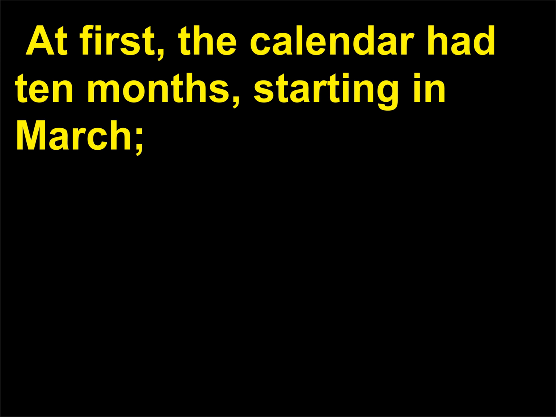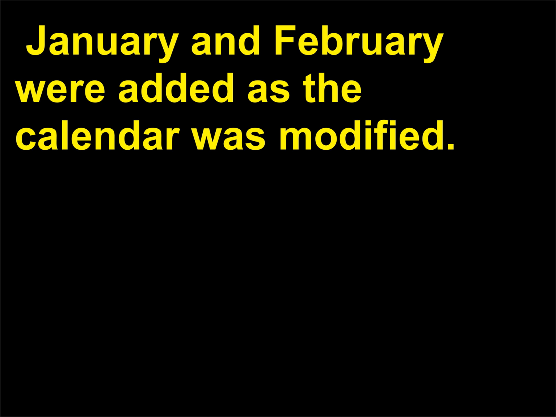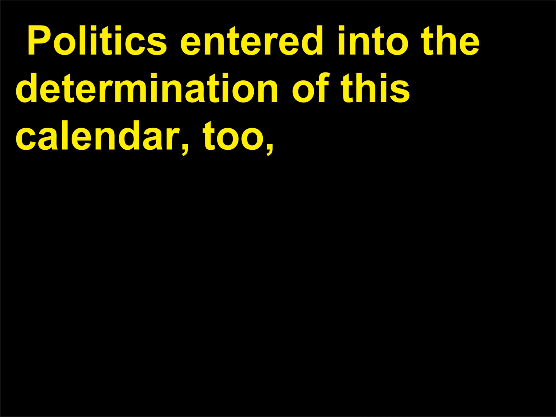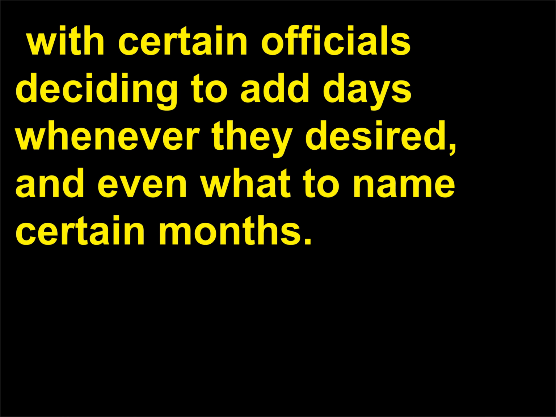At first, the calendar had 10 months, starting in March. January and February were added as the calendar was modified. Politics entered into the determination of this calendar, too, with certain officials deciding to add days whenever they desired, and even what to name certain months.